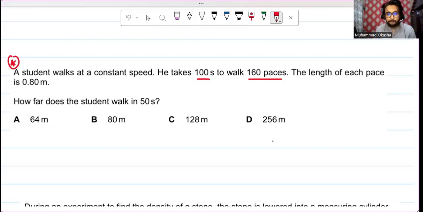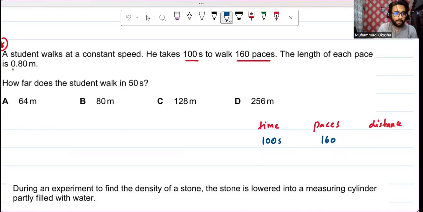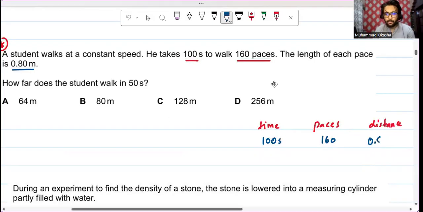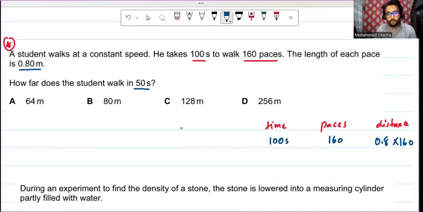Okay, so this is time, and this is paces, and this is the distance. When the time is 100 seconds, right, paces would be 160 paces. And of course, each pace is 0.8 meters. So you would multiply 0.8 by 160. I'll just multiply by 160. Now, this is not what we're after. How far does the student walk in 50 seconds?